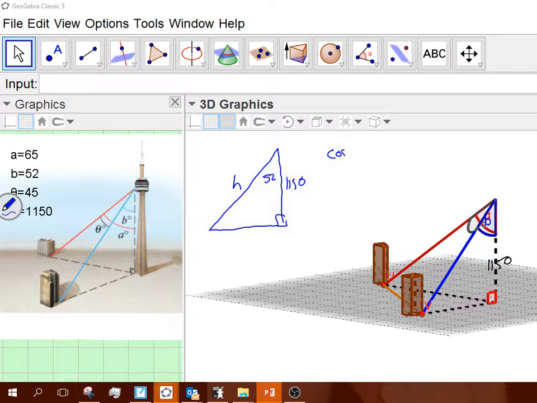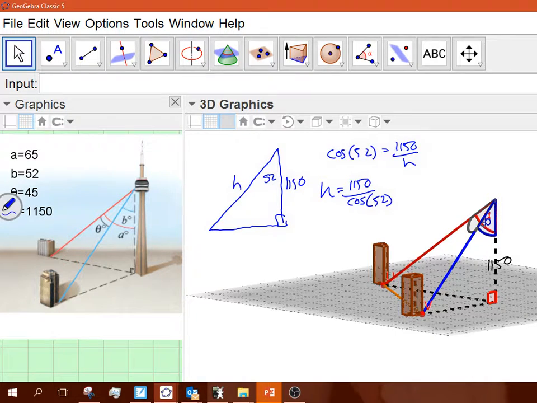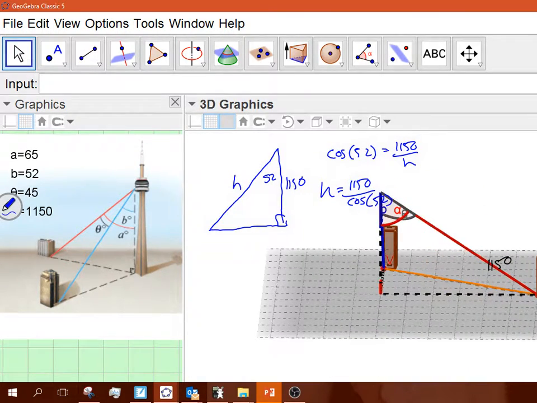We should be able to say cosine of 52 is equal to 1150 over H. So then H is going to be 1150 divided by cosine of 52. So that's going to be the blue distance. I should be able to do something pretty similar now for this red distance.